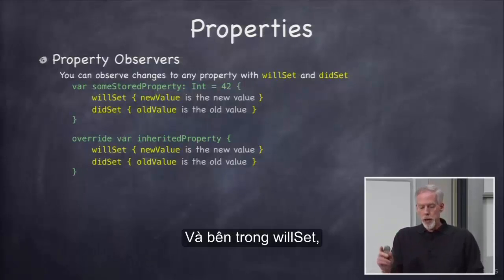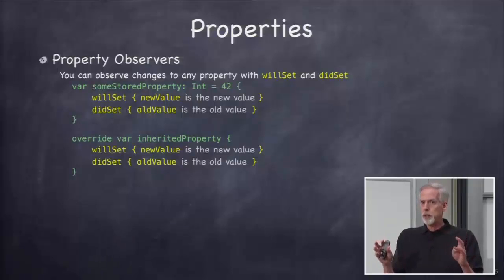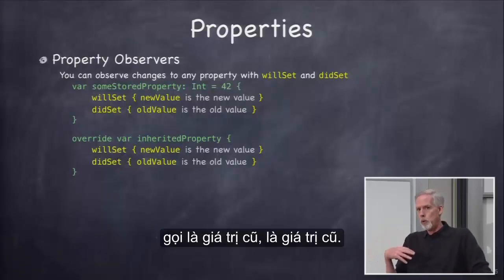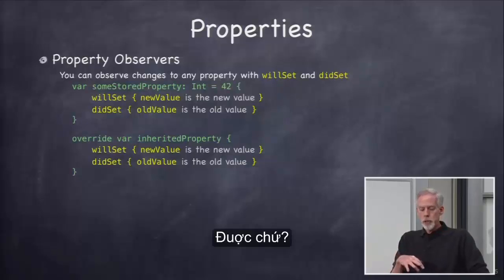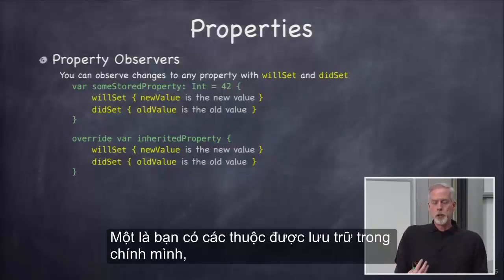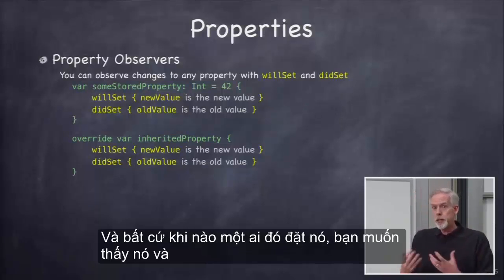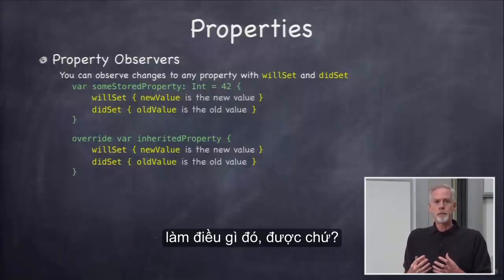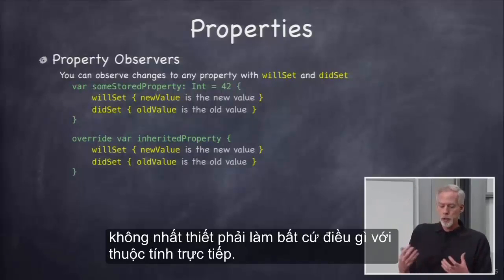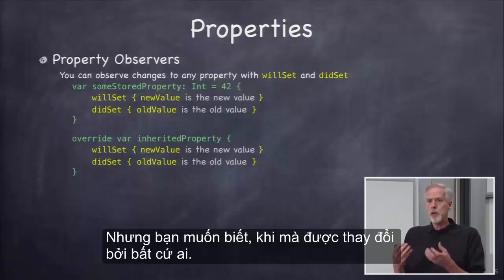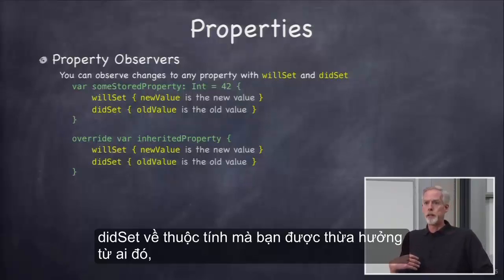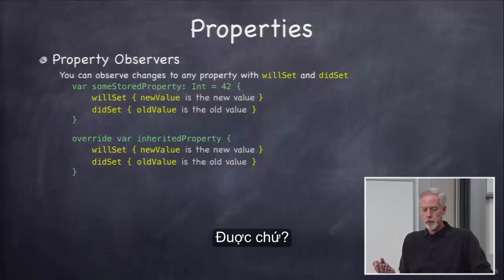And inside the willSet, you've got this special variable called newValue, which is the new value that's going to be set. And inside didSet, you've got this special thing called oldValue, which is the old value. Now, you use this in really two cases. One is you have a stored property in your class, and whenever someone sets it, you want to notice and do something. The other is you inherit some property, and you don't necessarily do anything with that property directly, but you want to know when it gets changed by anybody. So you can even do willSet and didSet on properties you inherit from your superclass.